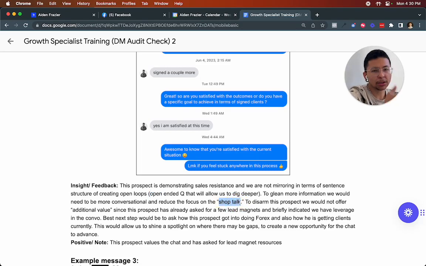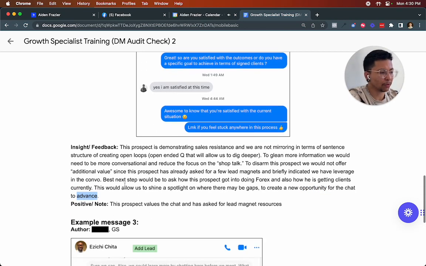We've moved directly into shop talk. And so to reduce the focus on shop talk, move back to a conversational side of things. What I would encourage next, if you find yourself in a similar boat where the conversation begins to stall, you've asked a close-ended question, a simple yes or no question, and you're like, I don't know where to go from here. The next best thing you can do is ask somebody, how did you get into doing X niche, or solving X problem, or helping clients with X thing? And then that would allow us to shine and redirect the spotlight back on the other individual, potentially creating new gaps and new opportunities for us in the chat to make things advance even further.